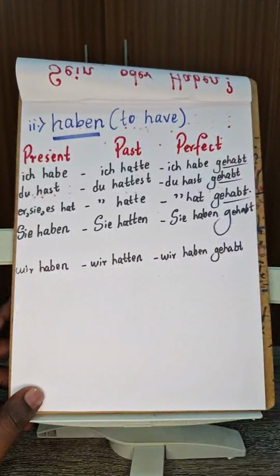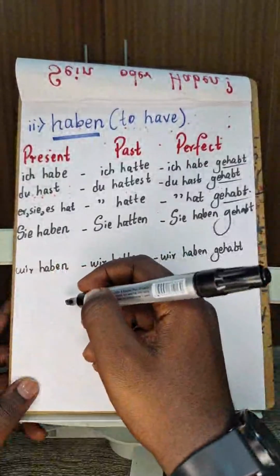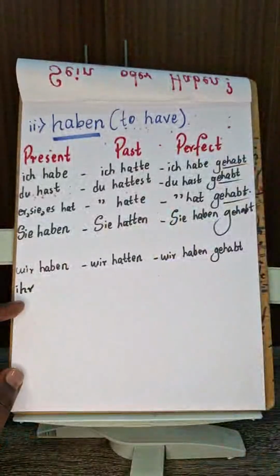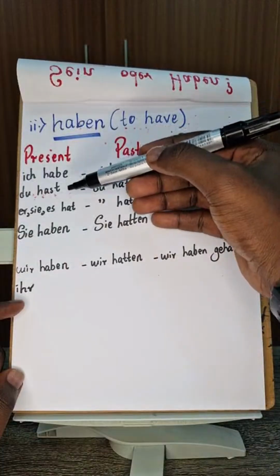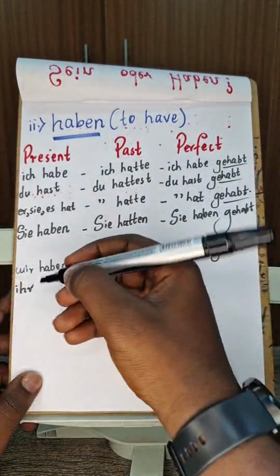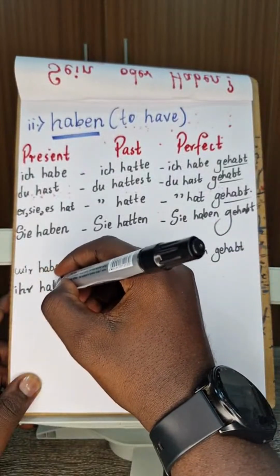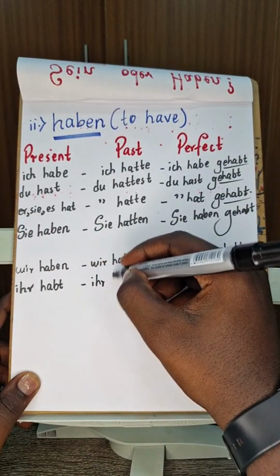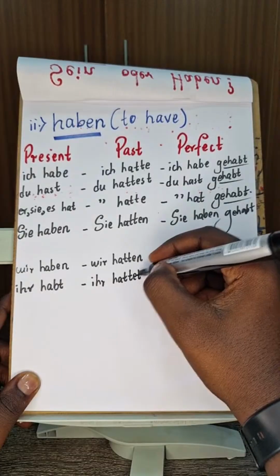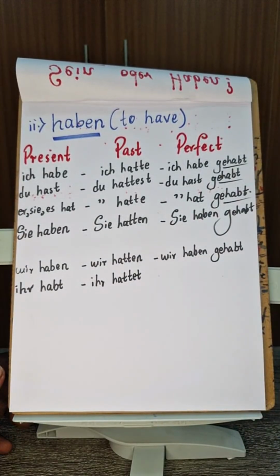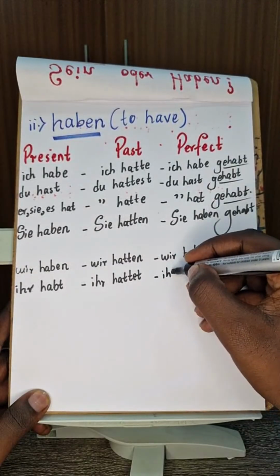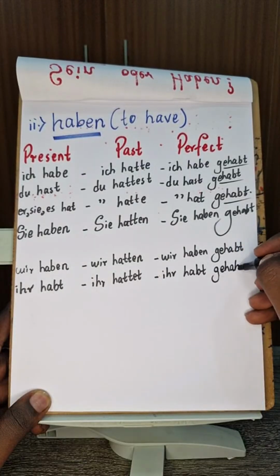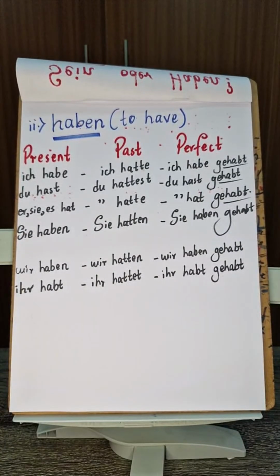Okay, let's see 3 more, and then we could take some sentence examples, right? Now this other one is the plural of du, which is ihr. This is not her. Du is singular; the plural of du is normally ihr. All right. So under ihr we say ihr habt, and then in the past ihr hattet, you had, and then in the perfect ihr habt gehabt. All right.